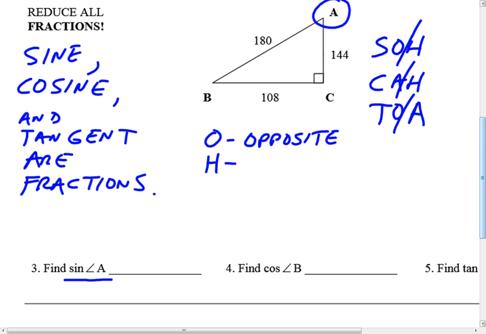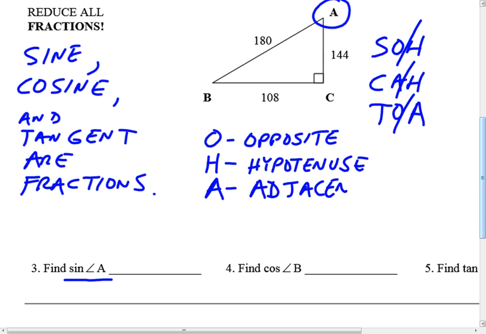What's H? Hypotenuse. That's not going to change. That's always the hypotenuse. How about A? Adjacent. So this is opposite, this is adjacent, which is close to. And what are we talking about? We're talking about in relation to the angle that we're talking about. So it's always opposite the angle or adjacent to the angle.